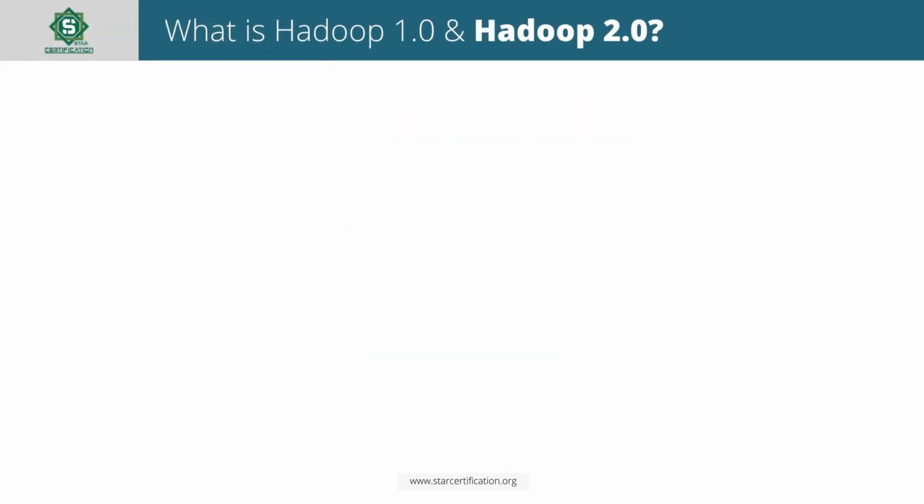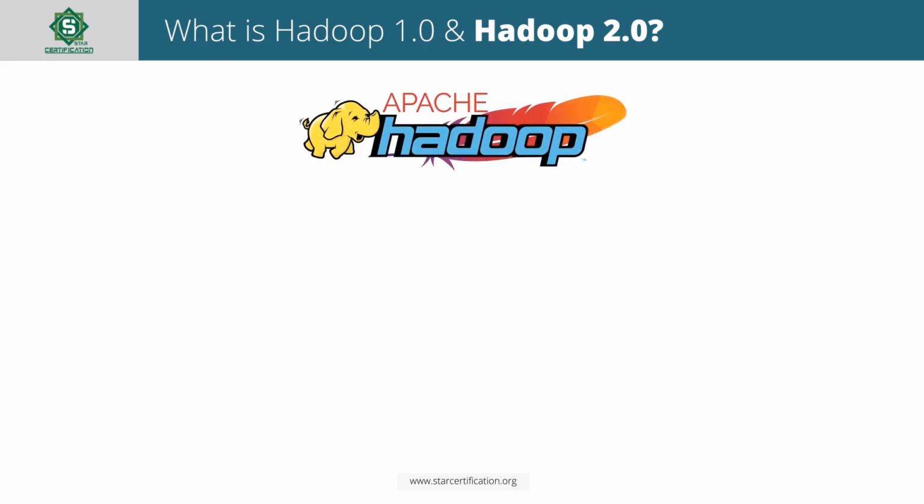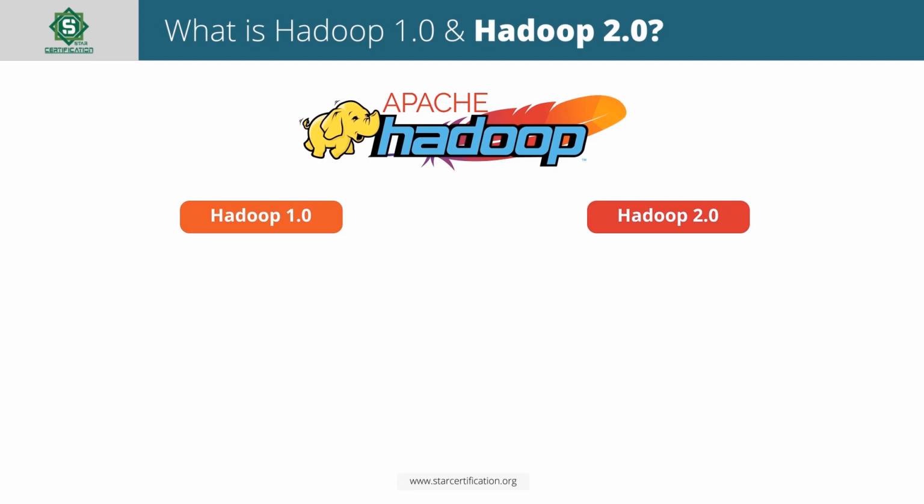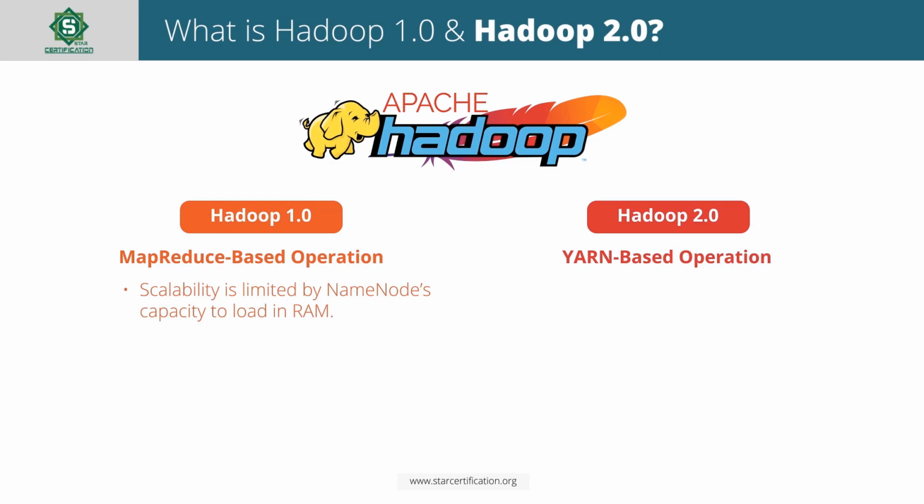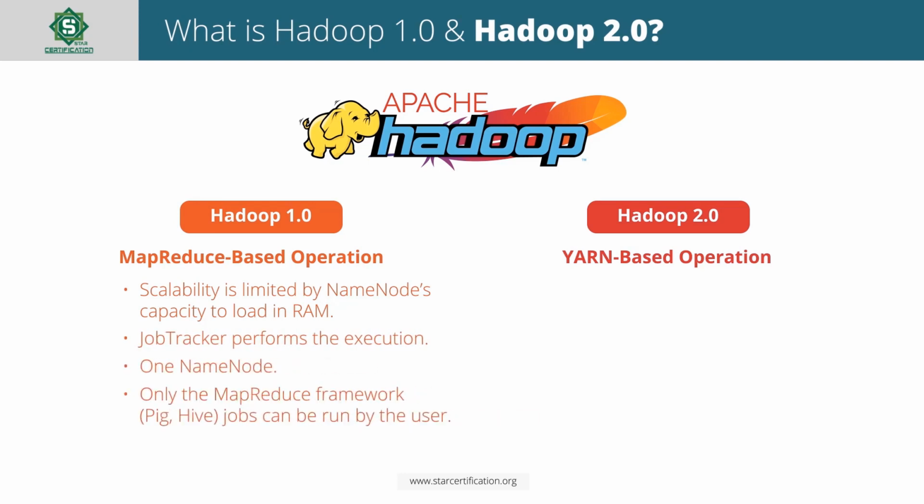What is Hadoop 1.0 and Hadoop 2.0? Hadoop has two major versions, Hadoop 1.0 and Hadoop 2.0. Hadoop 1.0 supports MapReduce-based operation and Hadoop 2.0 supports YARN-based operation. The difference between Hadoop 1.0 and Hadoop 2.0: in Hadoop 1.0, scalability is limited by a name node's capacity to load in RAM. Job tracker performs the execution. One name node. Only the MapReduce framework jobs can be run by the user.